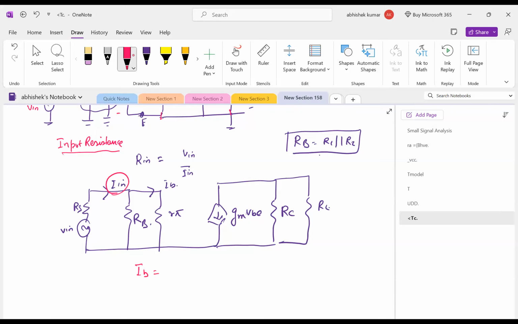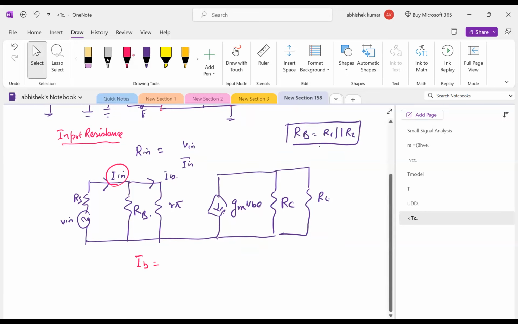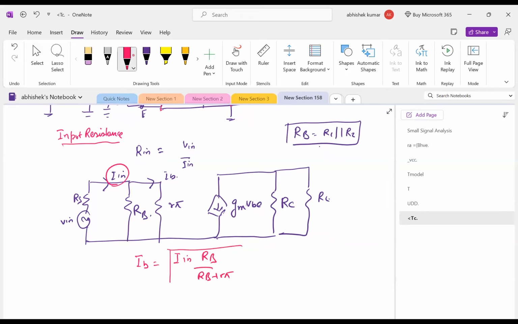So is it R big B divided by R pi parallel to RB into I in? No, let me ask. Can you tell me IB using current division? Can I tell that IB is nothing but I in RB over RB plus R pi? Is it current division, right? If two resistors are connected in parallel, then we can find out the current flowing through one of the resistors using current division, right or wrong? Yes, sir.